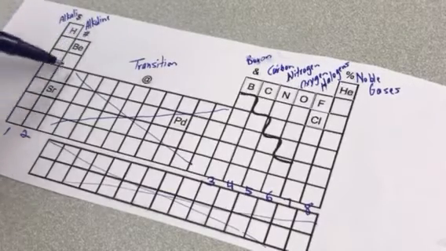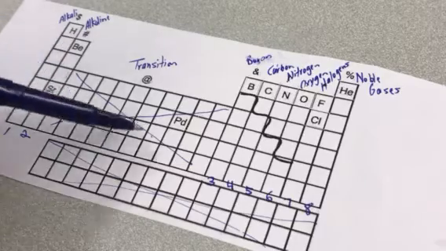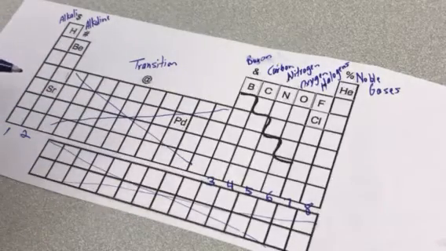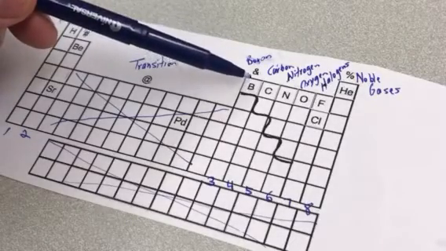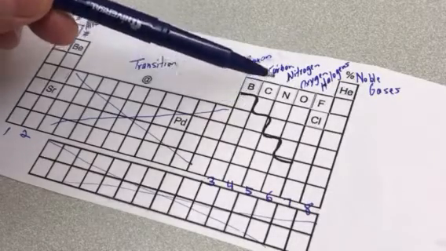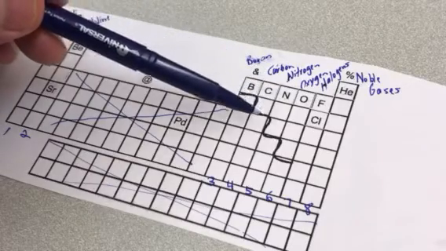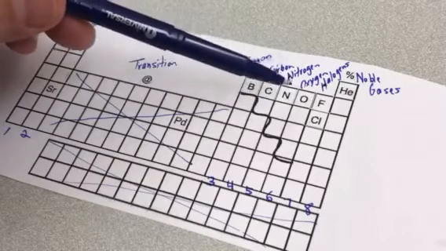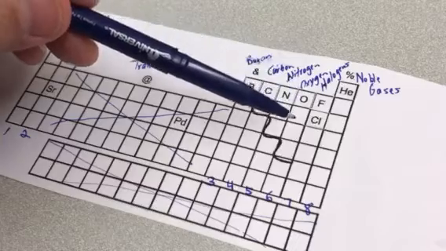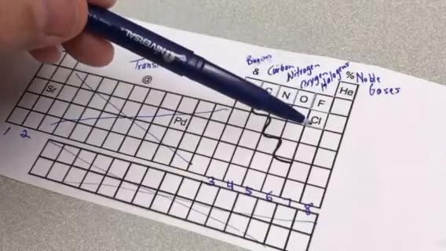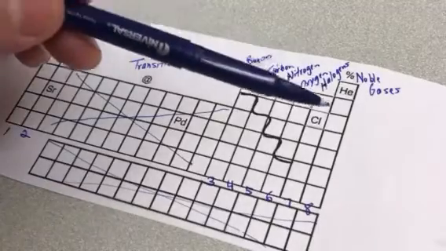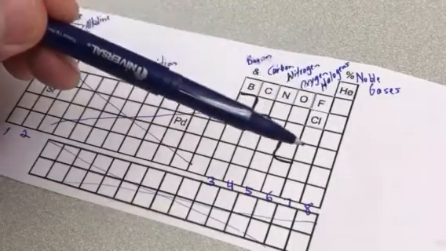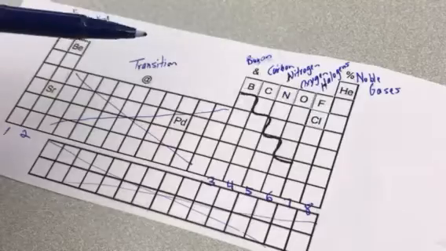Group number 2 has 2. And then we skip these. All the transition metals we skip. It doesn't follow the same rule. We skip on to group number 13, the boron group. Those all have 3. Carbon group all have 4 valence shell electrons. Nitrogen has 5, oxygen has 6, the halogens have 7, and the noble gases have 8.